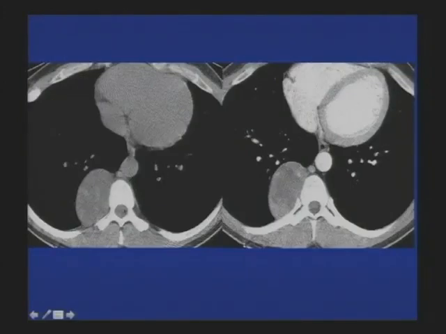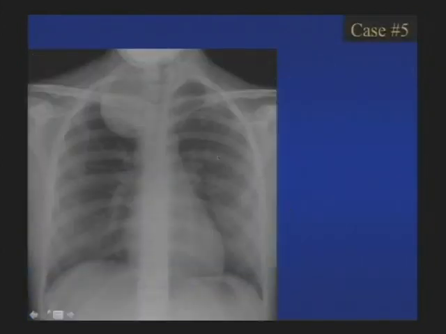This posterior mediastinal mass has areas of fluid attenuation, also areas of enhancement, and spans only one vertebral body segment. I want to know the age. This patient was 40. That's most likely going to be a nerve sheath tumor. This was a schwannoma.